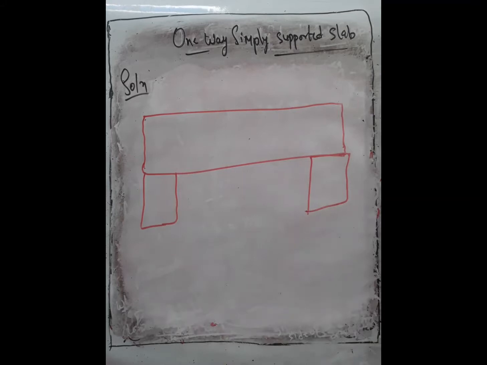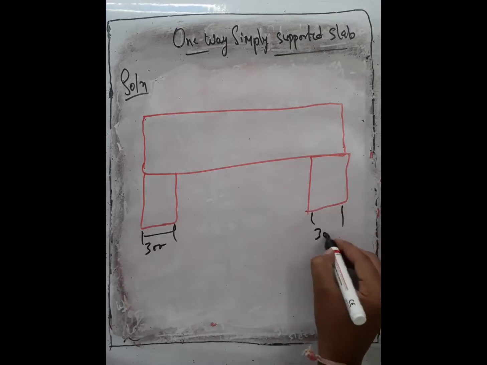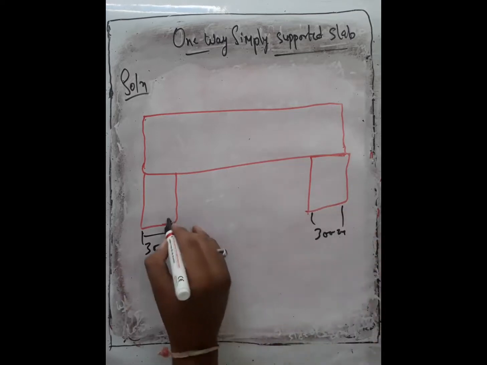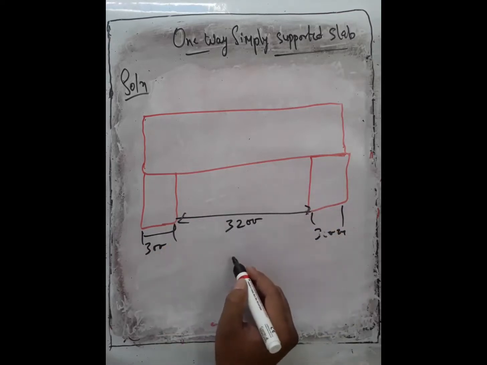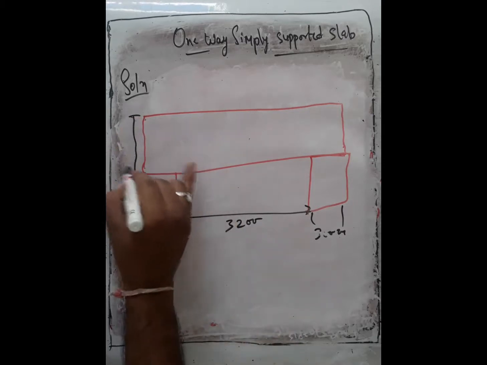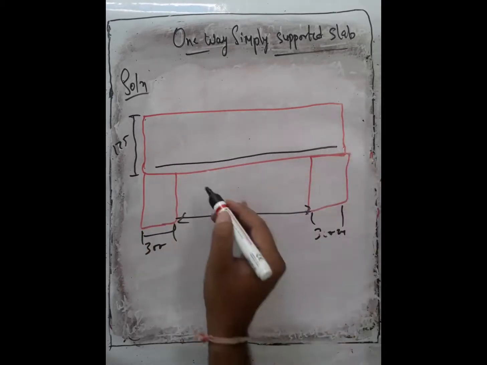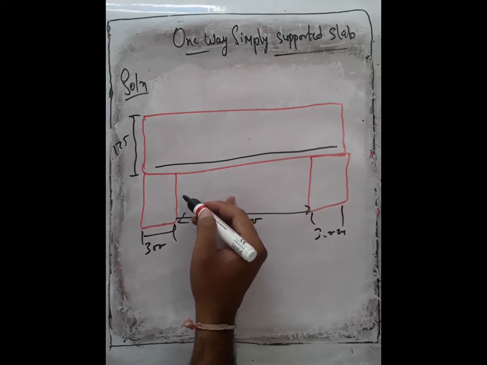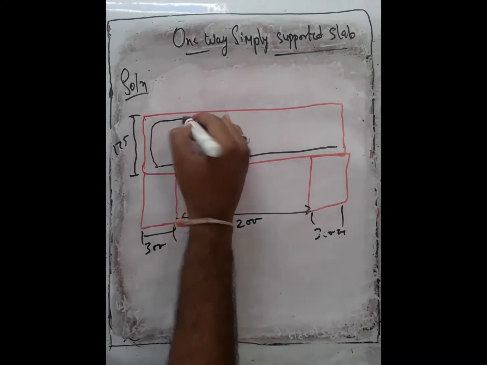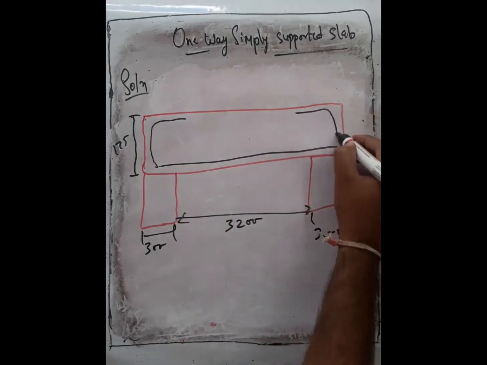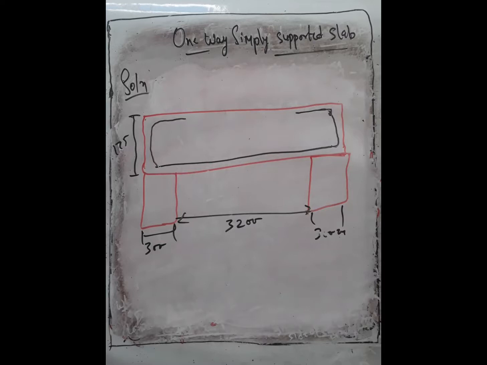Okay, this is our slab and this is the support, which is 300 mm thick. This is our clear span, 3200. This is our overall depth, 175. Here we provided reinforcement. This is our main steel, and we provided the reinforcement in this way because we do not provide bent up bars here. So we provided the main reinforcement in this way. This is our main reinforcement.